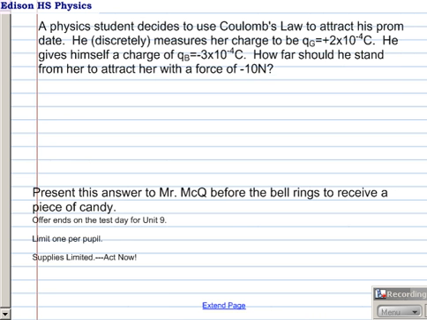So if we were to go on, here's your challenge. A physics student decides to use Coulomb's law to attract his prom date. He discreetly measures her charge, Qg, G for girl, to be a positive 2 times 10 to the negative 4th coulombs. He gives himself a charge of Qb equal to negative 3 times 10 to the negative 4th coulombs. How far should he stand from his potential prom date in order to attract her with a force of 10 newtons?